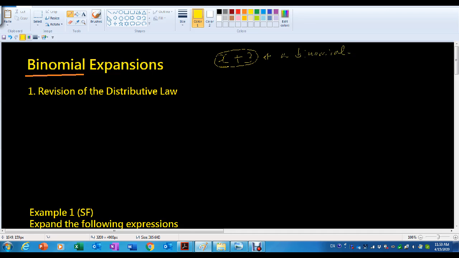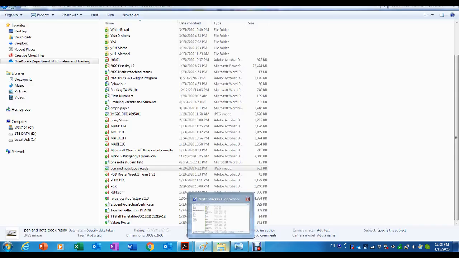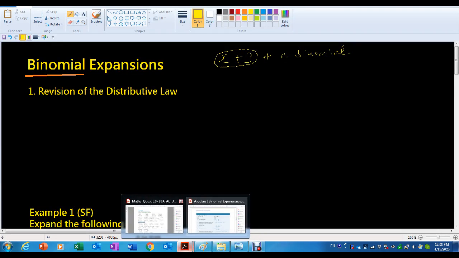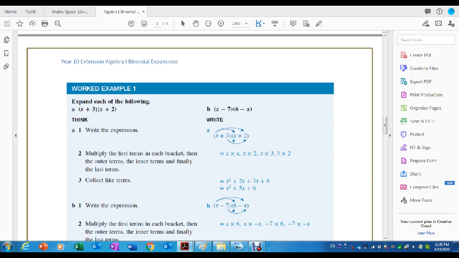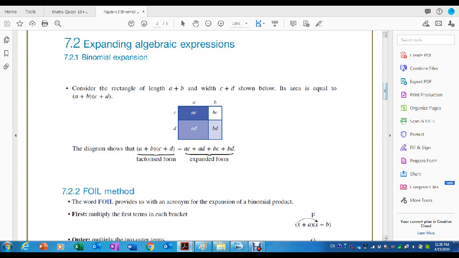So today, if I have two binomials, how could I expand them? But before we go to that part, we need to review something we have learned before in year 9 or year 8. That's the distributive law. I bet all of you understand how to do the distributive law, so I'll just show you briefly what we are talking about.